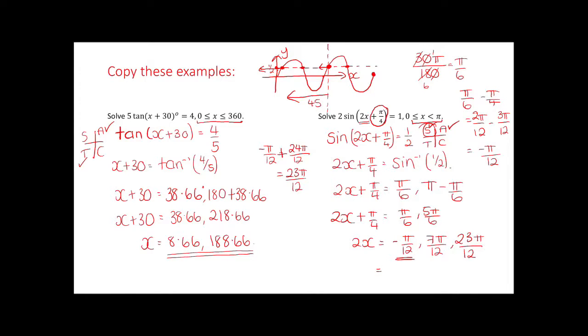So that negative pi over 12 is outwith our range, so we can forget all about that. We don't have to have that as an answer anymore. We are still trying to get our x value. So if we've got 2x equals 7 pi over 12, x must be equal to 7 pi over 24. And dividing 23 pi over 12 by 2, which means times in the bottom by 2, we've got 23 pi over 24. Both of them lie between 0 and pi. Both of them are positive values within our range, so that is our final answer.